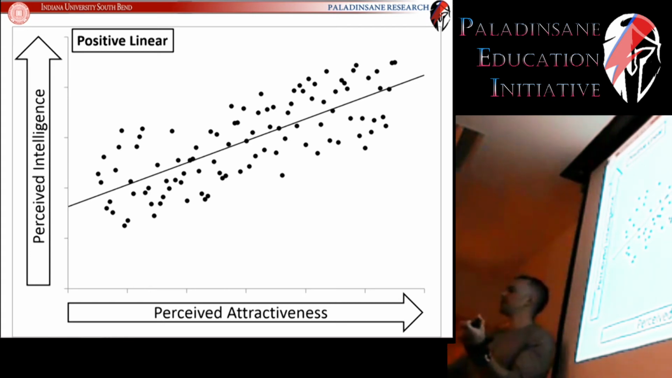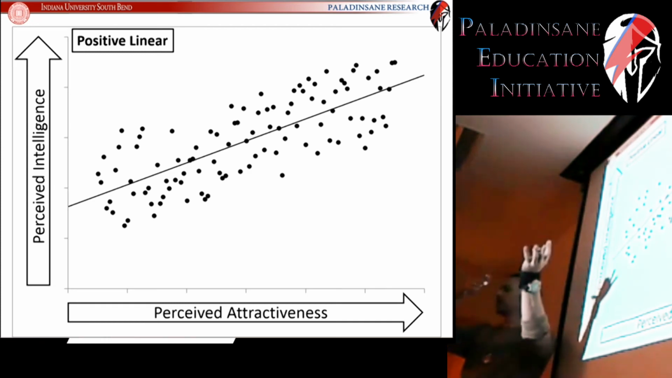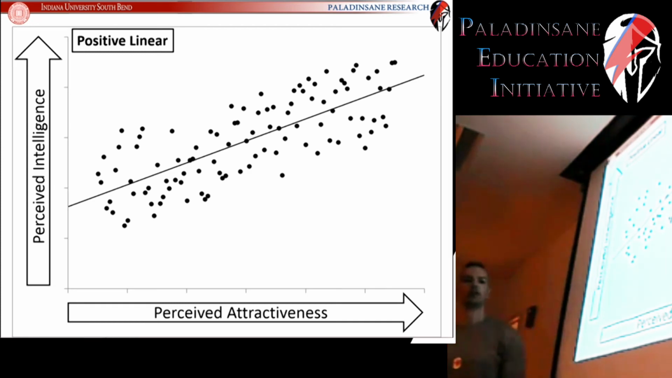It's a positive linear relationship. Both variables go in the same direction. One increases, the other increases. If one decreases, the other one decreases.